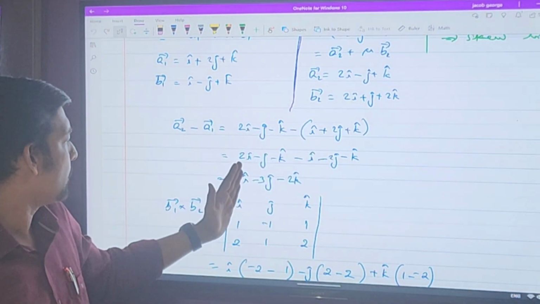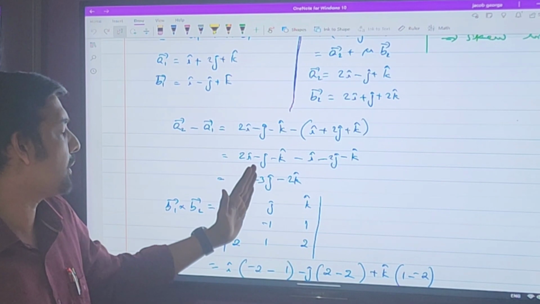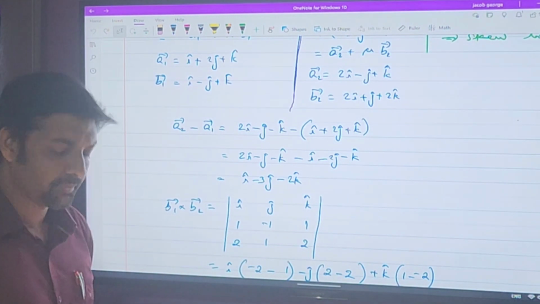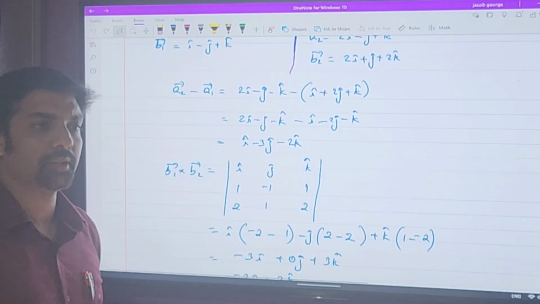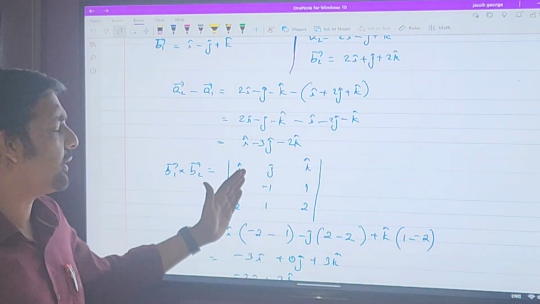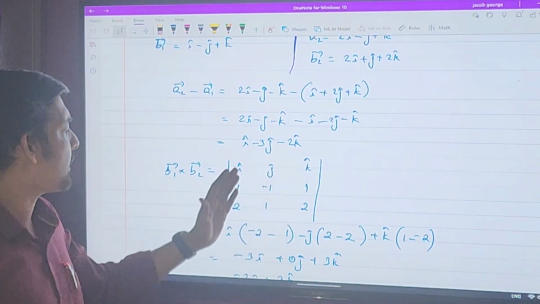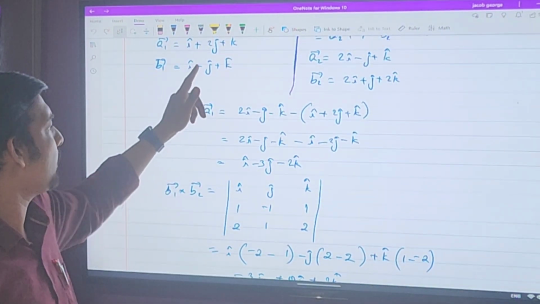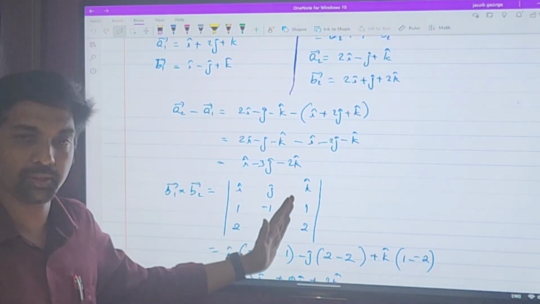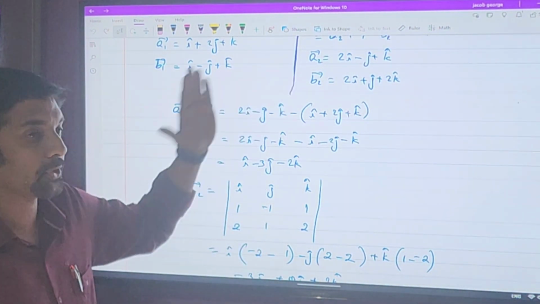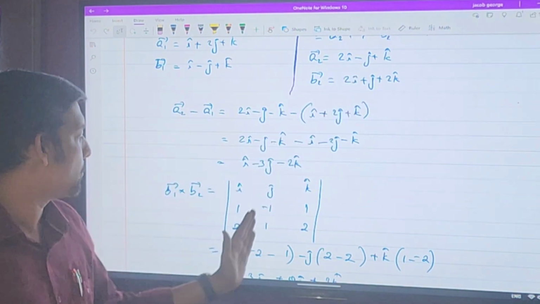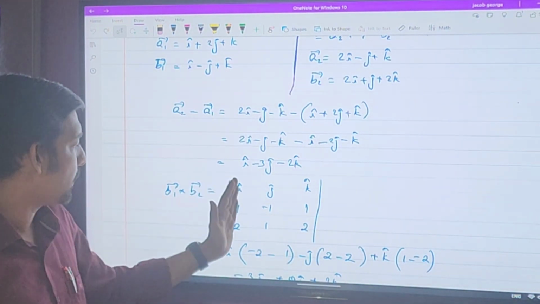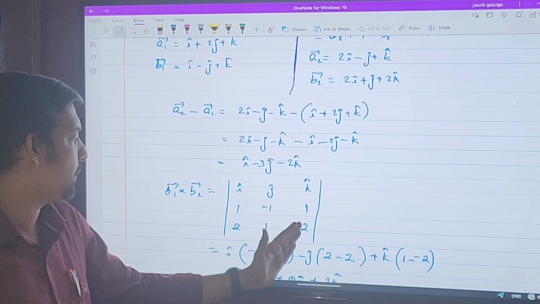So when you subtract, we get 2 i cap minus i cap minus 3 j cap minus 2 k cap. Next is the cross product. Cross product is a determinant. The first row of the determinant is i cap, j cap, k cap. The second row is the coefficients of vector b1. Look here, coefficients of vector b1, 1, minus 1, 1. So that should be written as the second row. And the coefficients of vector b2 are 2, 1, 2. It is the third row. And then you will open the determinant: i cap into, by removing this row and this column, minus 2, minus 1.